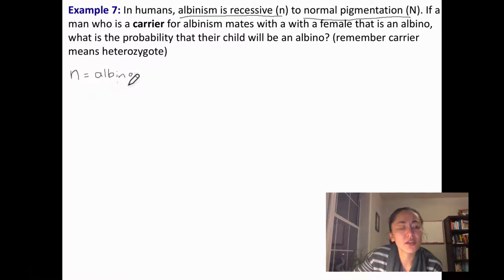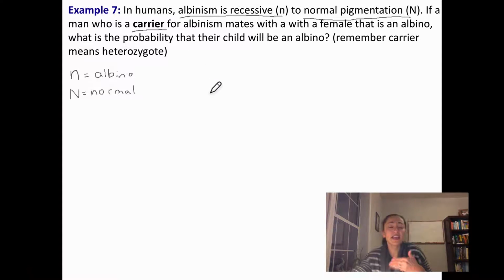So a recessive allele causes albinism. So if you have the dominant allele, that means you'll be normal, or you won't be an albino. So it says if a man who is a carrier, so remember a carrier is someone who carries the recessive allele. And they're called a carrier because an individual can be a carrier of a disease, but since the disease is caused by a recessive allele, they don't express it. They don't show that trait. However, they can still pass that on to their offspring. So that's why they're called a carrier.